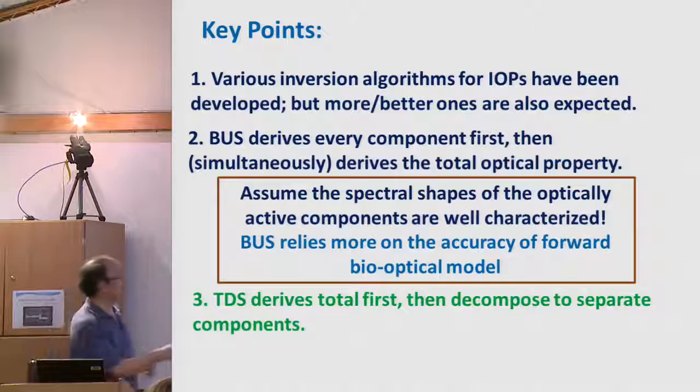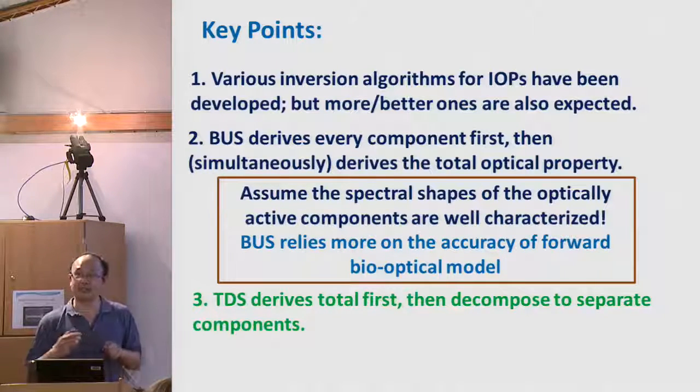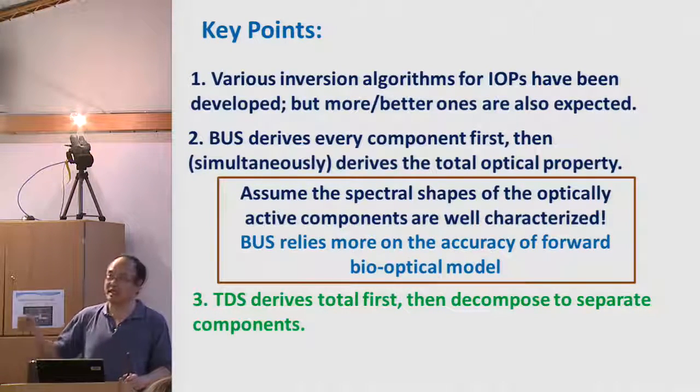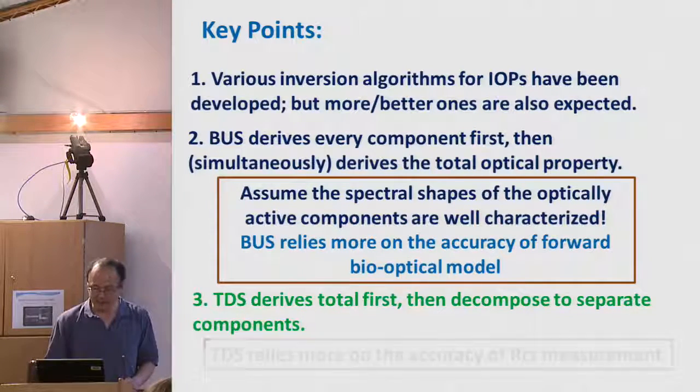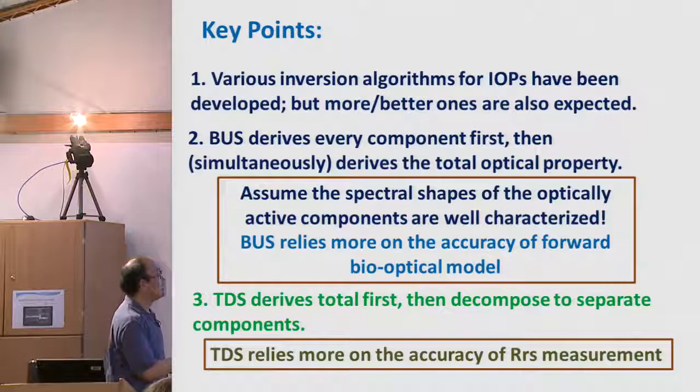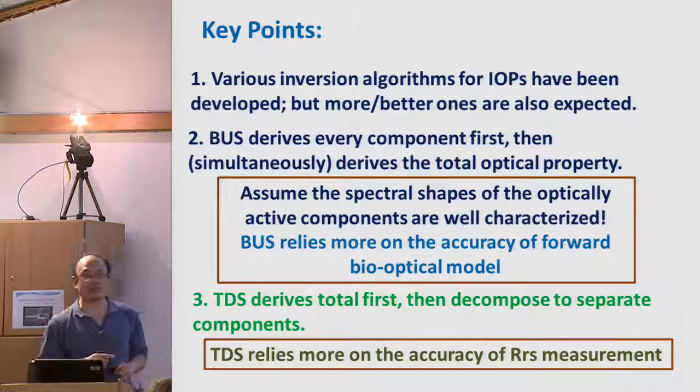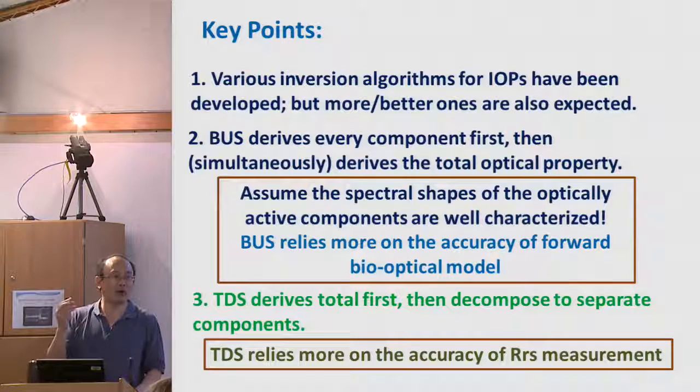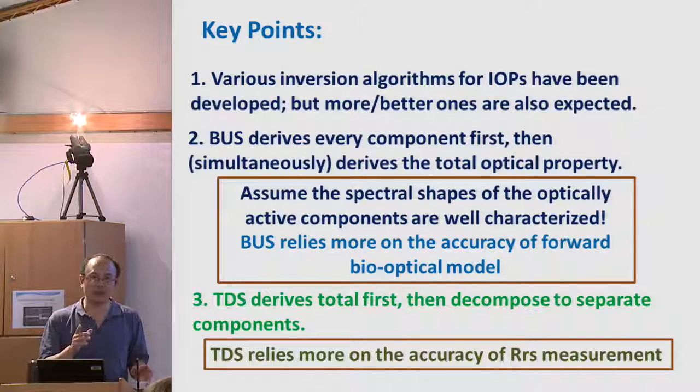For the TDS, it's opposite. TDS derives the total first without any consideration of individual components. I mean, for the absorption component. Then this one relies more on the accuracy of remote sensing reflectance. If your RS is wrong, say at the reference wavelengths, you get a BB wrong. BB wrong will propagate all the way to shorter wavelengths, and the total A will be wrong. So these two have different emphases and different features. Okay, that's it for the talk.